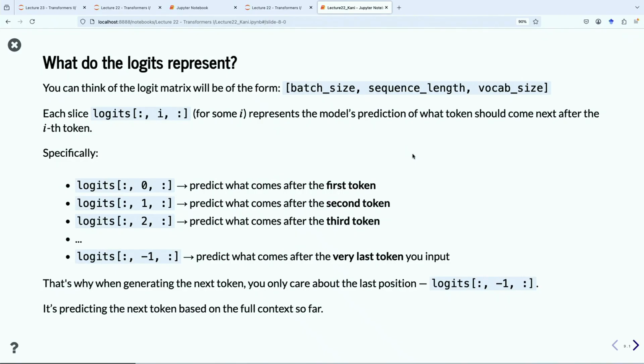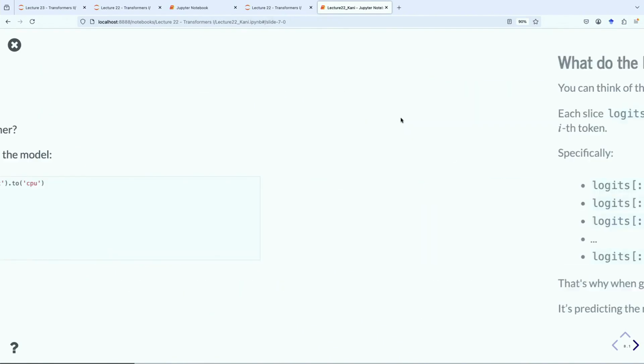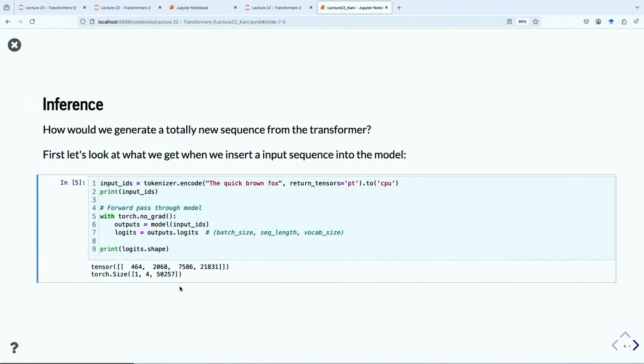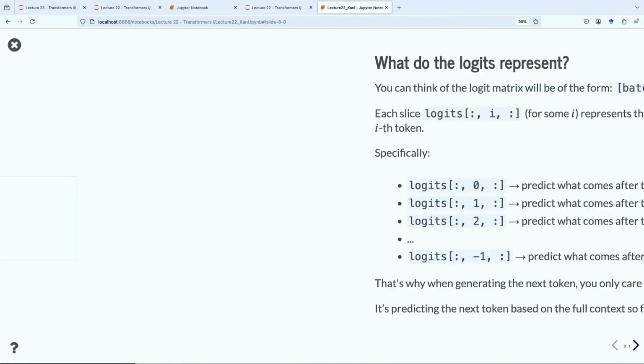This represents the number of tokens in the vocabulary of this particular model. In Distill GPT-2, the vocabulary size is 50,257. Okay? So what does this model tell us?